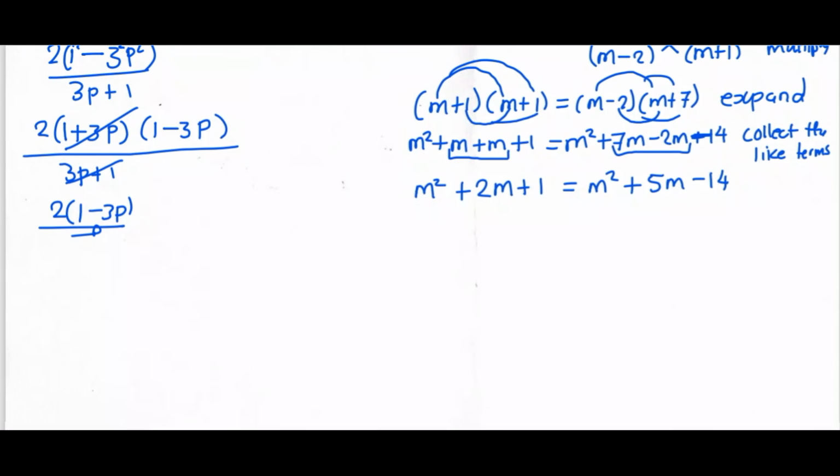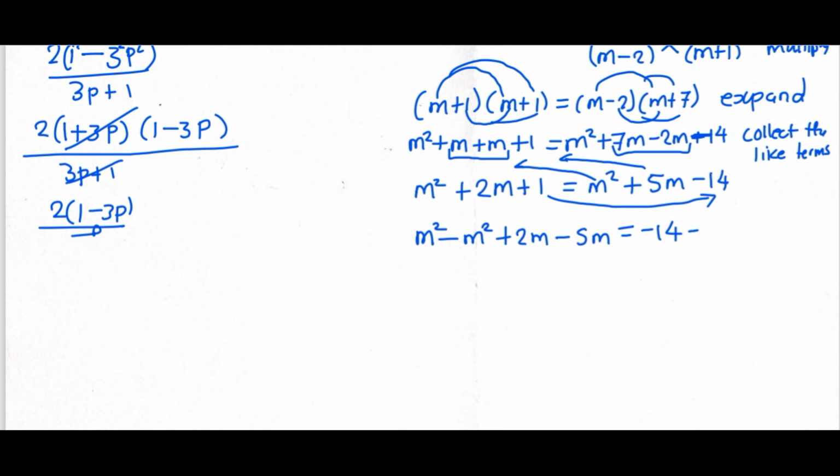Then here we can collect the like terms. So we shift every expression with m to the same side. So this will move to this side, even this will move to this side, then 1 will go to this side. So here we have m squared minus m squared plus 2m minus 5m, then minus 14 minus 1. Okay, so these two can cancel. Positive 2m minus 5m will give us negative 3m. Then we have negative 15. Divide by negative 3, negative 3. m is equal to positive 5.